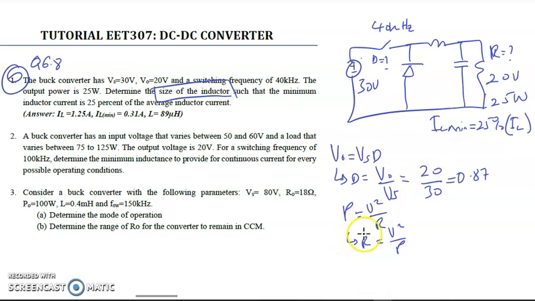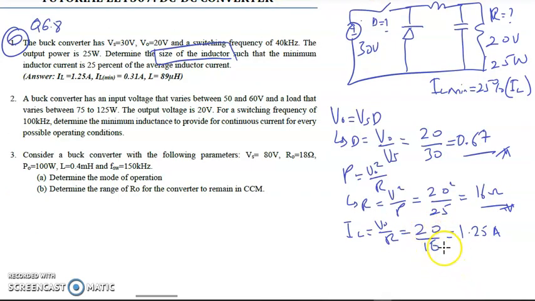And P is equal to V squared over R. So we need to find R, so R is equal to V squared over P, which is 20 squared divided by 25 watts. We get 16 ohm as our output resistor. Then the average inductor current, which is the average output current, is equal to the output voltage divided by the resistor value, 20 volt divided by 16 ohm that we have calculated just now. We have the value of 1.25 ampere for the average inductor current.